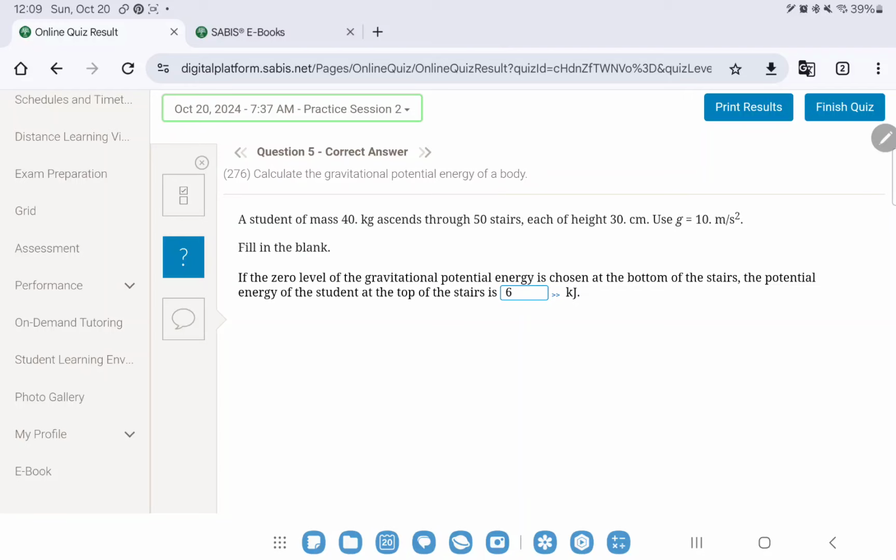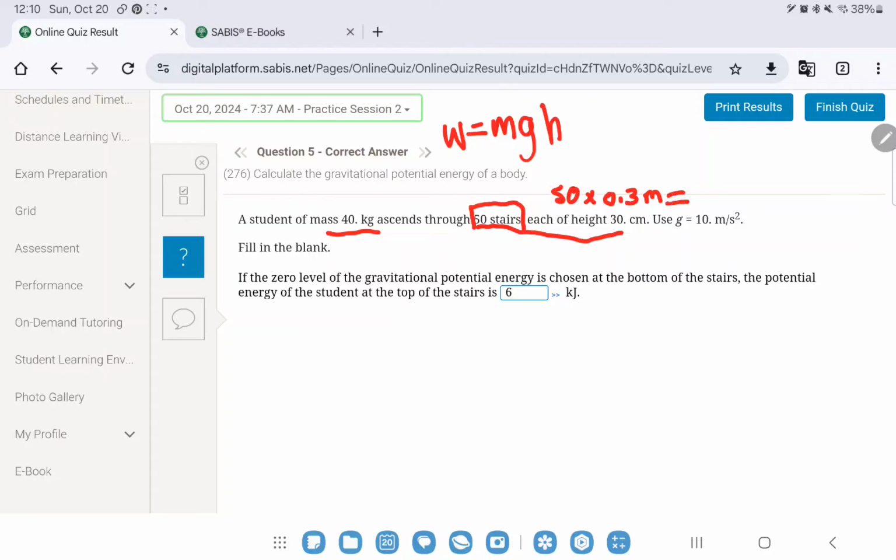So this question is pretty easy. It's just mgh. W equals mgh. The student of mass 40 kg ascends through 50 stairs, each at a height of 30 centimeters. So each of them is 0.3 meters. And there's 50 stairs, so when you do 50 times 0.3, you're gonna get that you went a total distance of 15 meters.